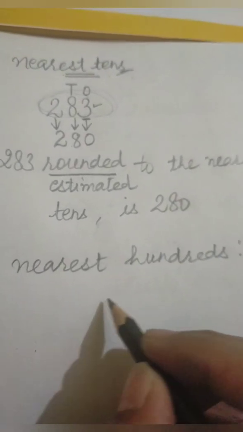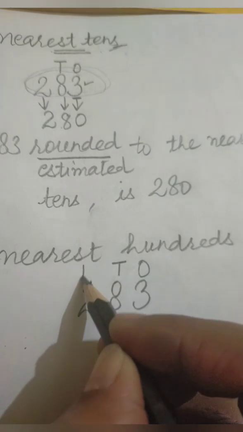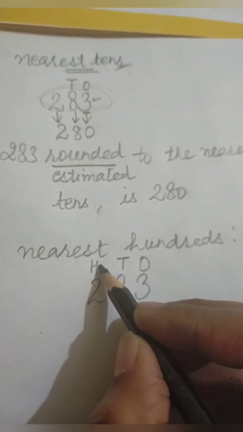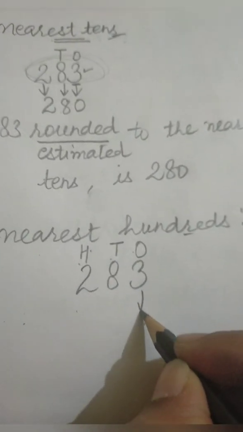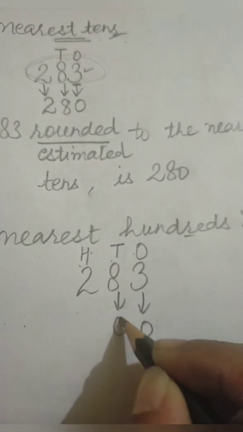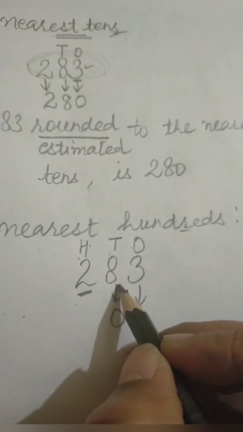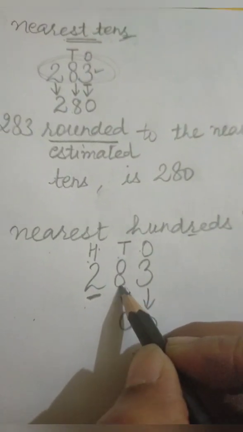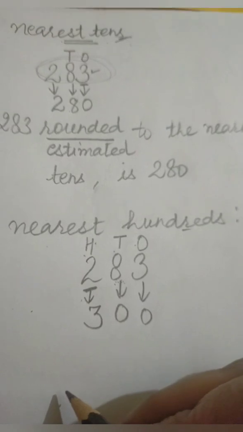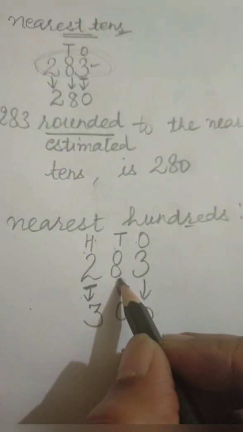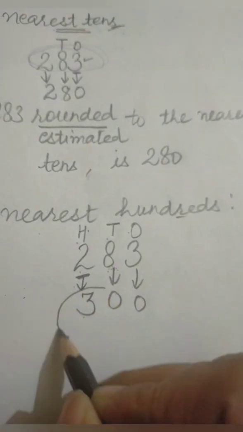Now if we have to round off the same number to the nearest 100, then what to do? The same number I am taking as an example: ones, tens, 100. Now we are rounding this to the nearest 100, so we will write the places up to the 100. Here ones place 0, tens place 0. Now we have to write the 100 place digit. So we will observe the tens place digit. If the tens place digit is 5 or more than 5, then the 100 place digit will be the next one. Now here we can see the tens place digit is 8. It is more than 5. So the 100 place digit will be next, so it will be 300.